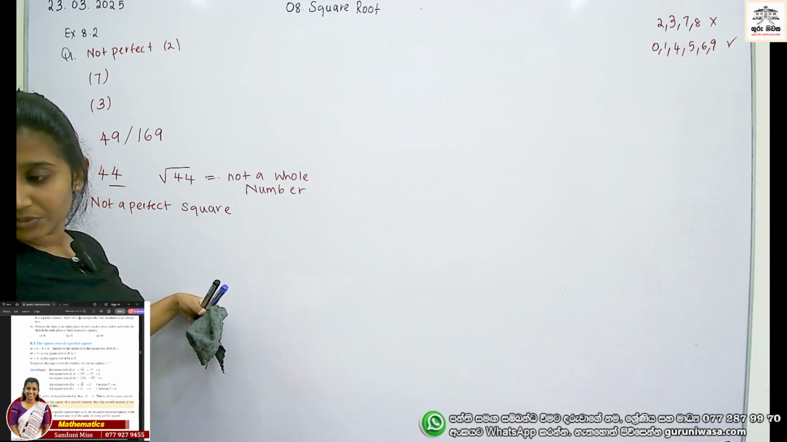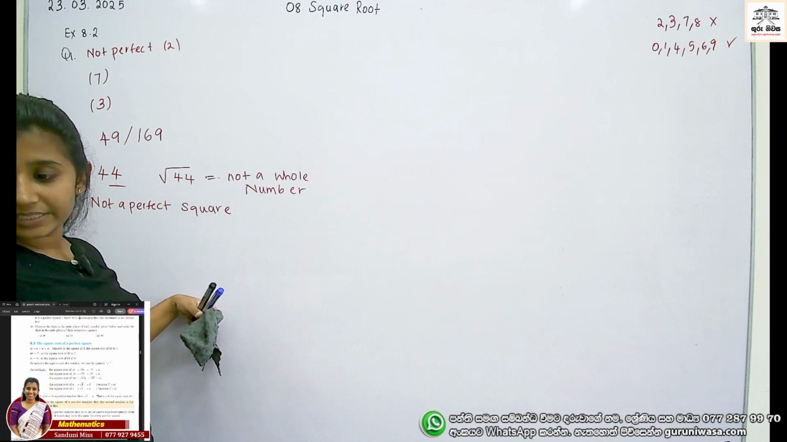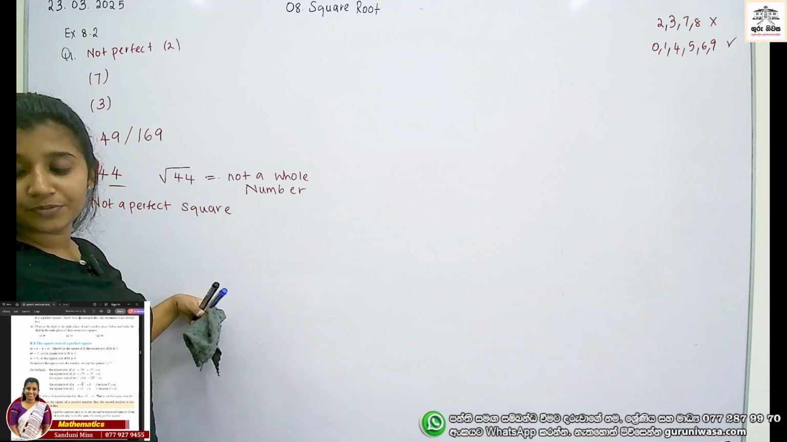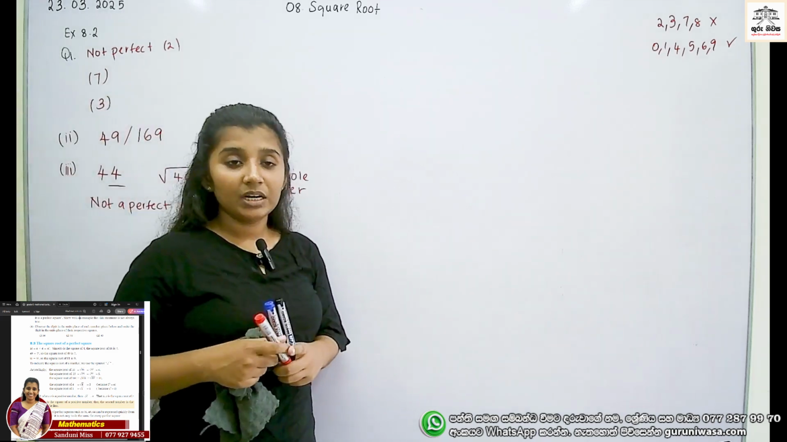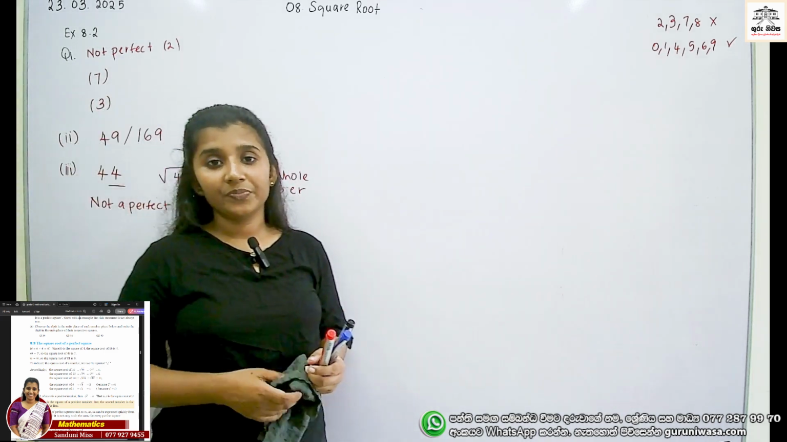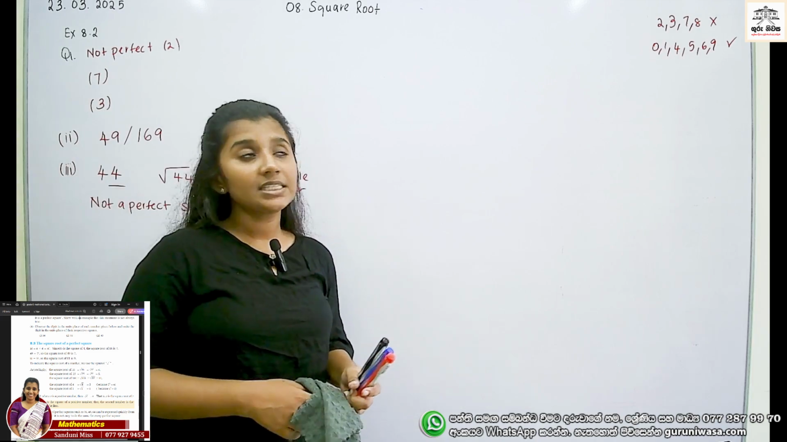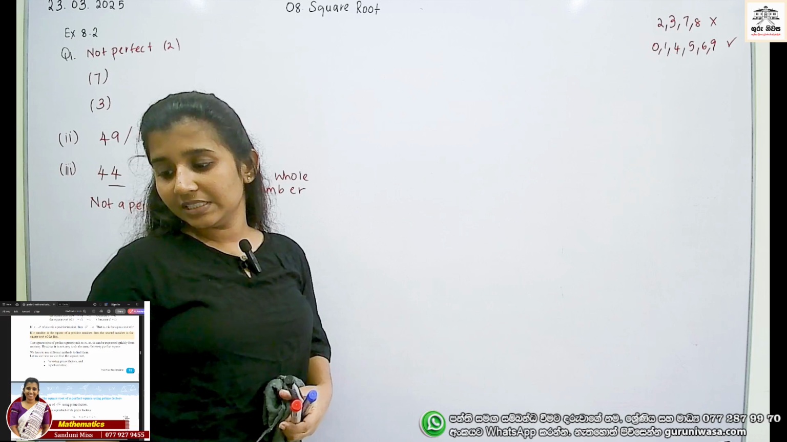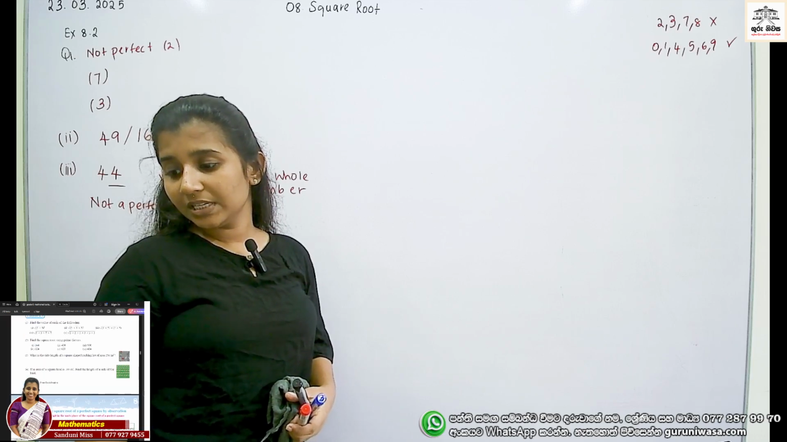Observe the digit in the unit place of each number given below and write the digit in the unit place. So, here you have to write 4. The perfect square is what? 4. 16. The last digit is 6. You have to observe it. Very simple. So, we'll come to exercise 8.3.